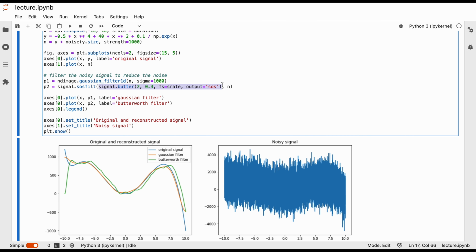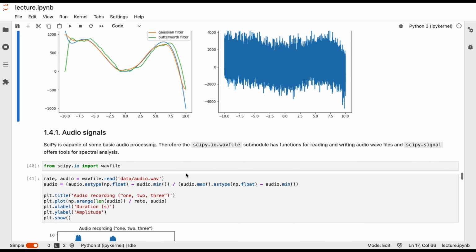And once we have defined the filter, we can pass it to the sosfilt together with the signal, and that gives us then this green line here, which is also an okay approximation of our original signal.